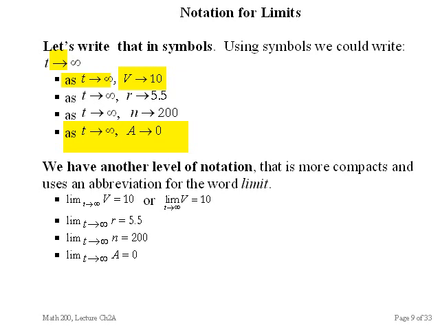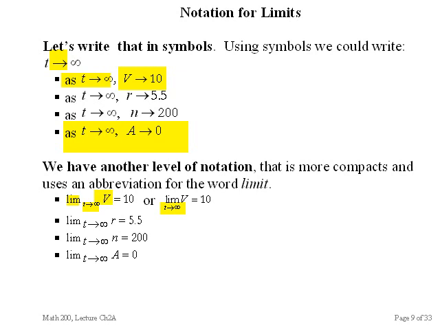The second level of notation is a little bit different. It uses an abbreviation for the word limit, and that abbreviation is just the first three letters, LIM. You still have to specify what the independent variable is doing. So as a little subscript, right beneath it, you have to say as t approaches something. So the limit as t approaches infinity of v. Now you're saying the limit is something.